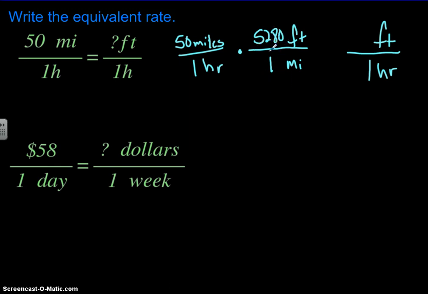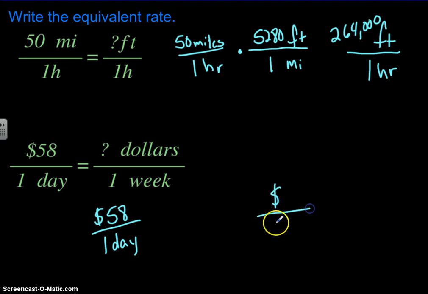Then I simply multiply, and I should get 264,000 feet per hour. That's simple. Next one, I have $58 for 1 day. Okay, what am I losing and what am I gaining? I'm losing days and I'm getting weeks. So I'm going to dollars for 1 week.